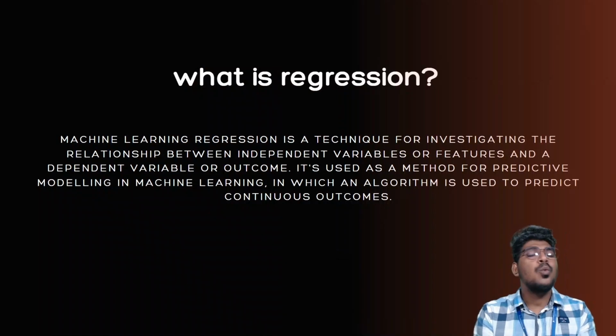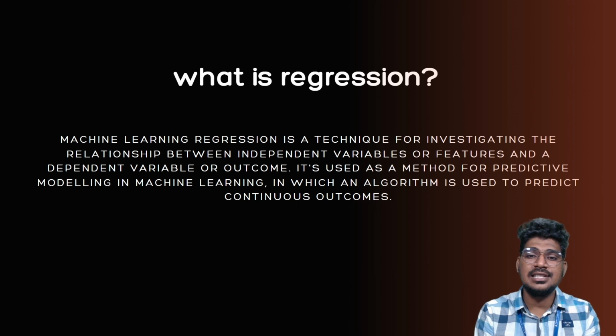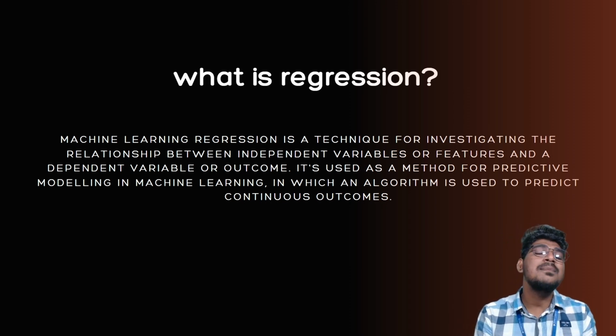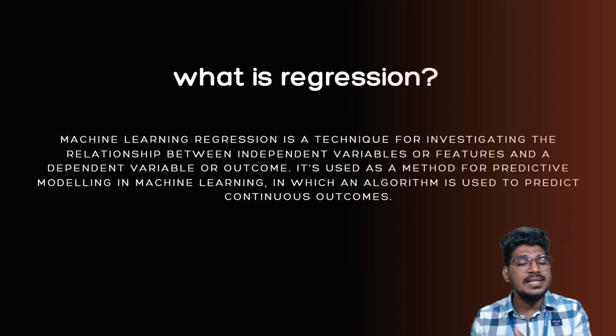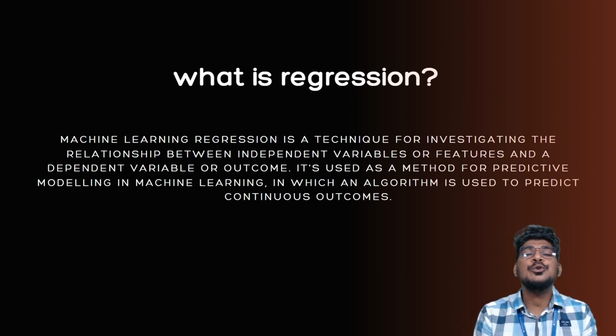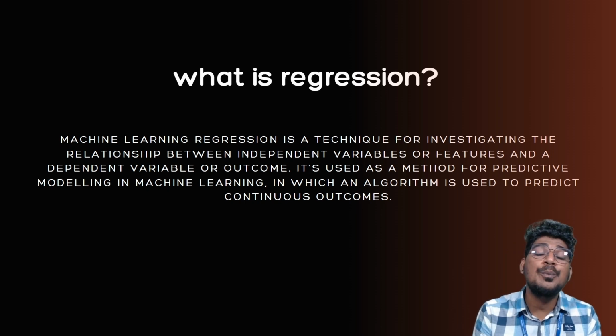Okay, right. So what is regression exactly? I already told you, machine learning regression is one of the techniques for investigating the relationship between the independent variables or features, and the dependent variable or outcome. This technique is used for investigating the relationship between the independent data and the dependent data, that means features and the outcome. It is used for building predictive models in machine learning, in which the algorithm is used to predict a continuous outcome.